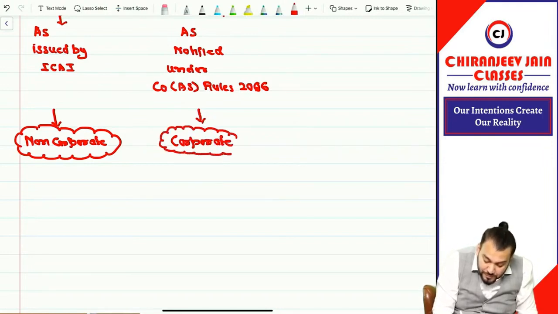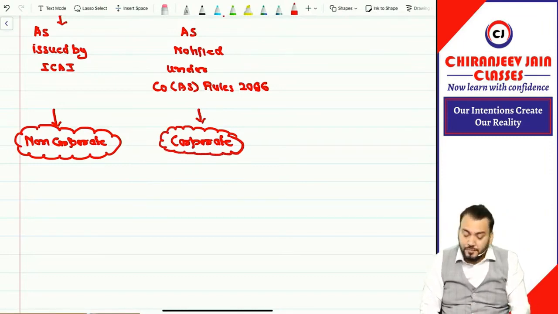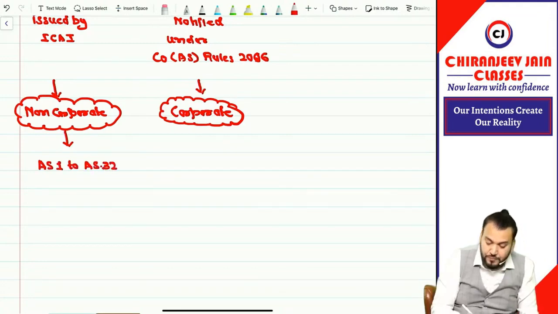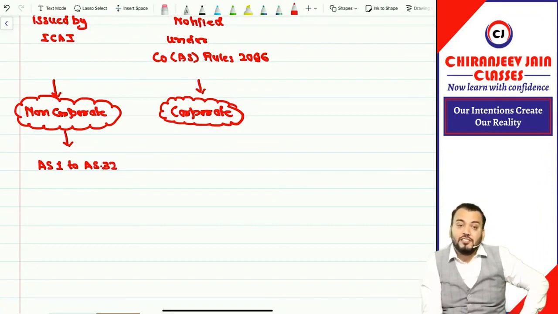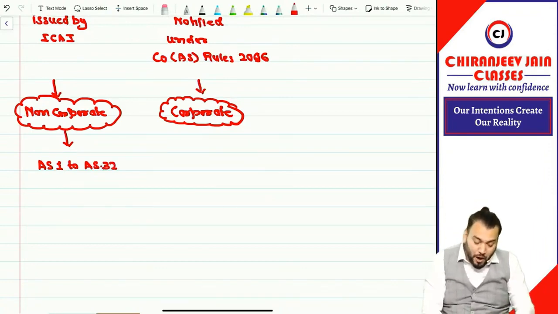Corporate entities. Understood? Now when I am saying AS issued by ICAI, how many AS were issued? AS1 to AS32. How many AS issued by ICAI? AS1 to AS32.